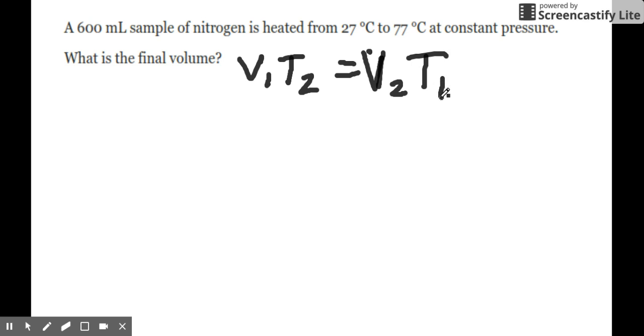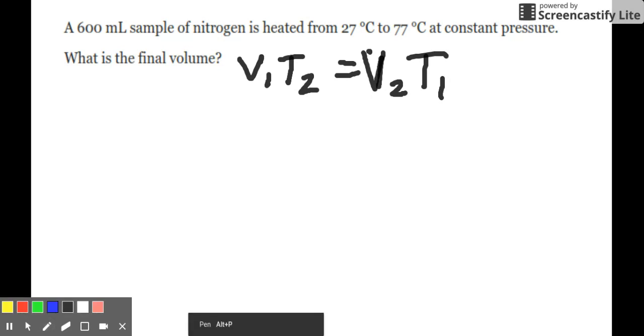So let's apply that equation to this problem. You have a 600 ml sample of nitrogen gas that's heated from 27 degrees Celsius to 77 degrees Celsius at constant pressure, and of course, constant amount. What is the final volume? In every gas law equation, you have to segregate the final and the initial so that you can substitute correctly in the variables.